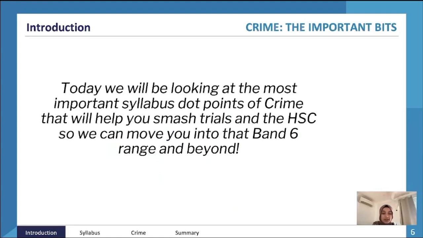In terms of crime as well, today we'll be looking at the most important points of crime that will help you smash your trials, your HSC, your assessments, so that you can move into that band 6 range and beyond, and achieve success in this subject, which I know is definitely achievable. But pushing past that band 5 and into that band 6, that line can sometimes be difficult to cross, because you just need to be doing a little bit more. So hopefully some of these tips will help you make that jump.